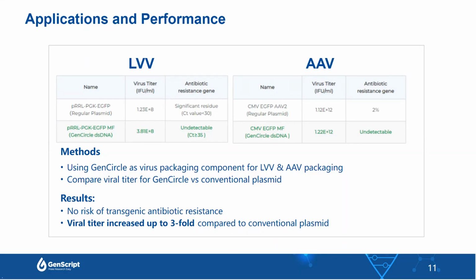In the application of virus packaging, the GenCircle can replace the conventional plasmid as the packaging vector or the transfer vector in lentivirus vector packaging and AAV packaging. We observed increased virus titer and no antibiotic resistance genes were detected in the virus particles.